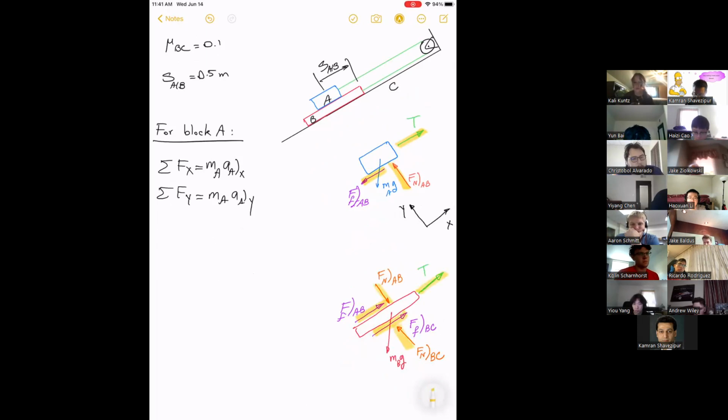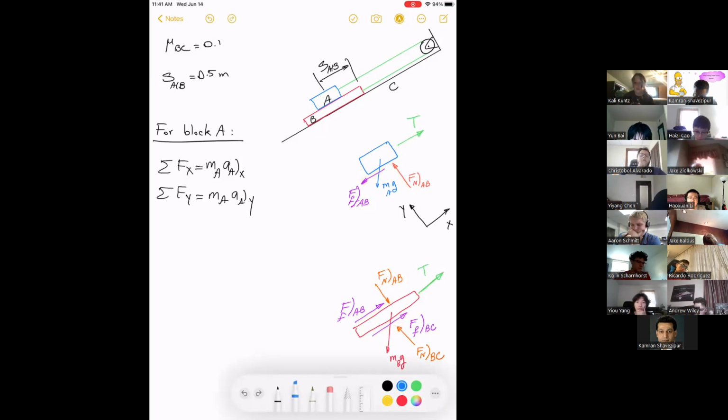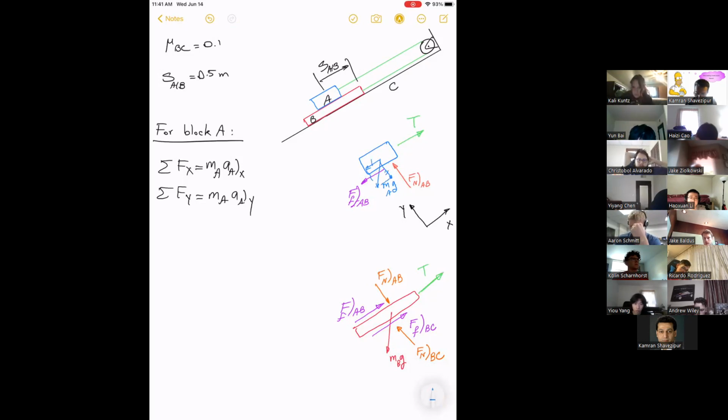The only force that is not in X or Y is gravity, right? So you have to get the component of force in that direction. I'm going to do it for the first one. This is going to be X component. This is going to be Y component. The angle here is 30.